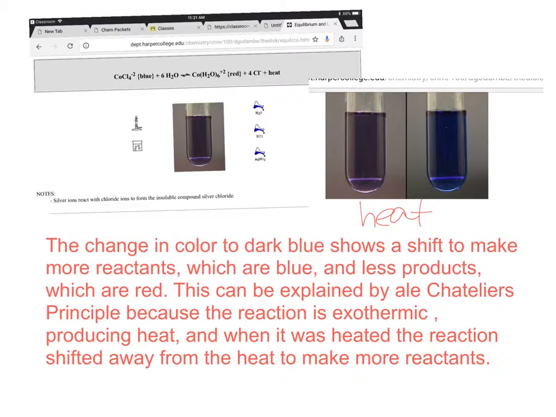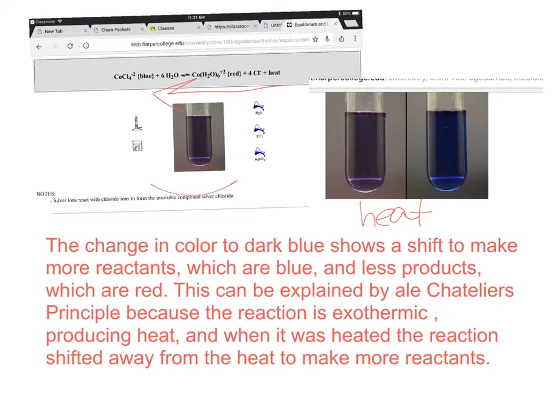Here's an explanation. The change in color to dark blue shows a shift to make more reactants, which are blue, and less products, which are red. This can be explained by Le Chatelier's principle because the reaction is exothermic, it has heat as a product, and when it was heated, the reaction shifted away from the heat towards the other side to make more reactants.